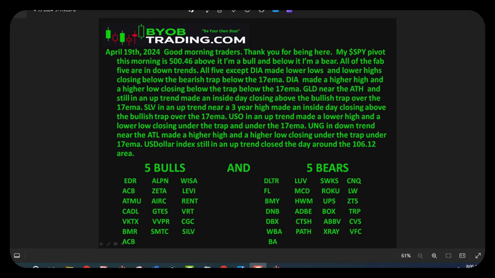My SPY pivot this morning, 500.46. Above it, I'm a bull. Below it, I'm a bear. All of the Fab 5 are in downtrends.